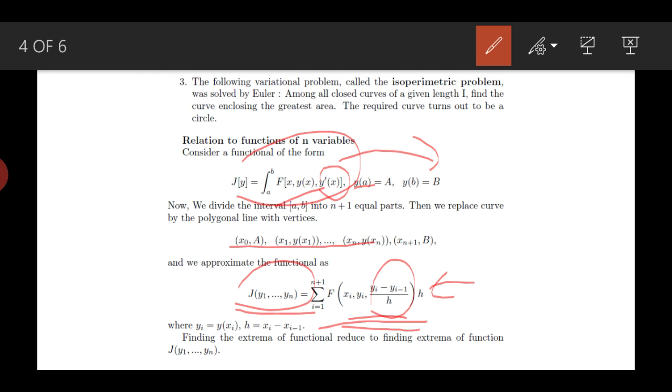In solving variational problems, Euler made extensive use of this method of finite differences. By replacing a smooth curve by polygon lines, he reduced the problem of finding extrema of a functional to the problem of finding extrema of a function of n variables, and then he obtained the exact solution by passing to the limit n tending to infinity. In this sense, a functional can be regarded as a function of infinitely many variables, and the calculus of variations can be regarded as the corresponding analog of differential calculus.